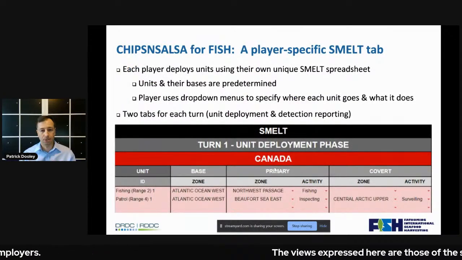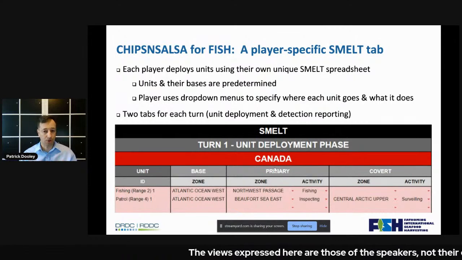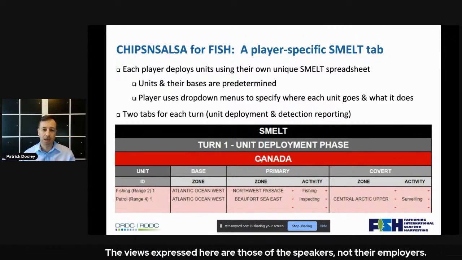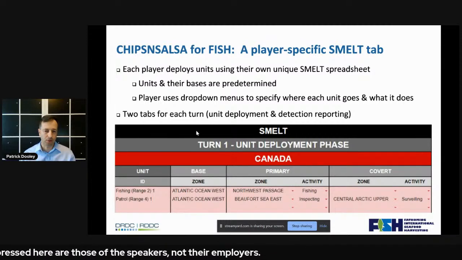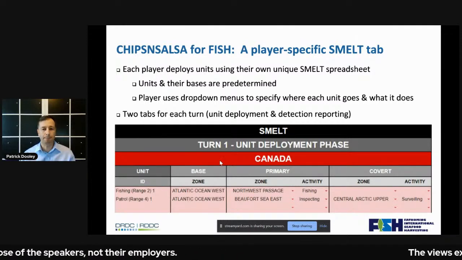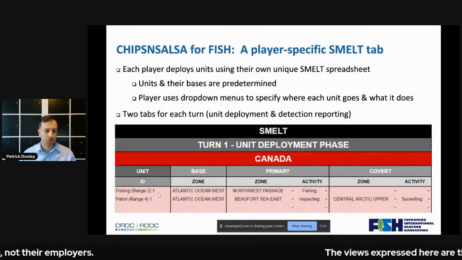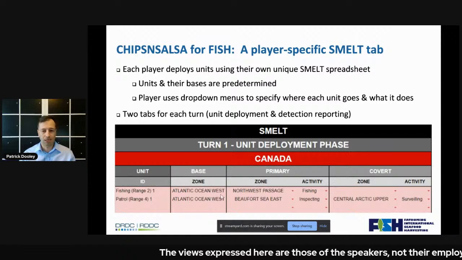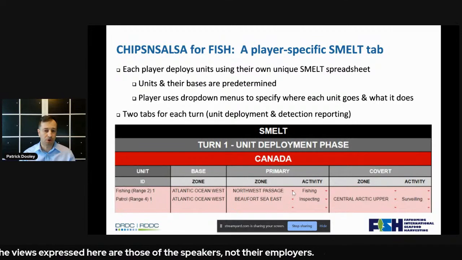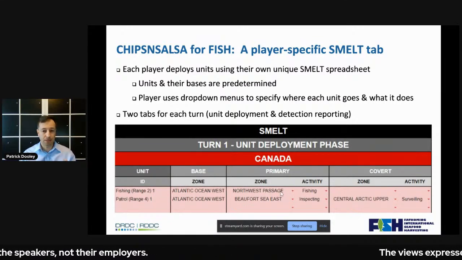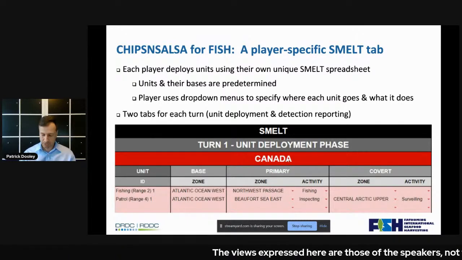So again, every team or player has their own team-specific spreadsheet. In this case, we're looking at Team Canada. That spreadsheet has a tab corresponding with turn, so it's turn 1, first tab. And before the game, the control team allocates units to Team Canada, where Team Canada's units are based, and then the Canadian player deploys them using drop-down menus denoted by these red triangles, selects from a list where he wants that unit to operate and what he wants it to do there.